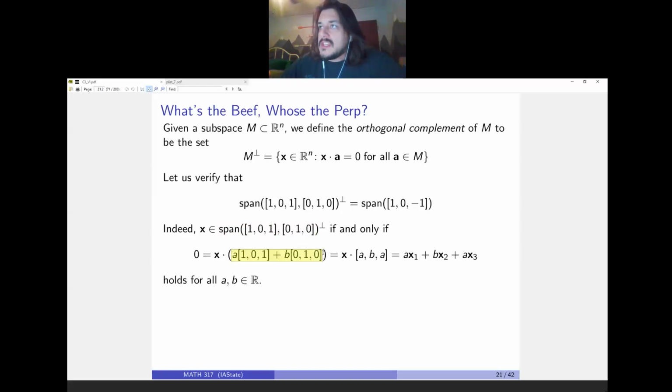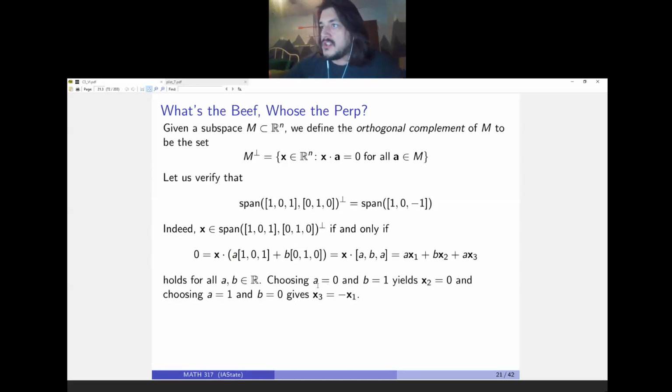So any element that lives in the span here has to look like A, B, just do the linear combo. So that means we've got 0 is equal to that right there. And that's got to be true for all real numbers A and B. Right, so what do I want to prove? I want to prove that X must belong to this set. So that means that X needs to be a scalar multiple of (1, 0, -1). So I know this has to always equal 0 for all choices of A and B, so let me be clever about how I choose A and B.